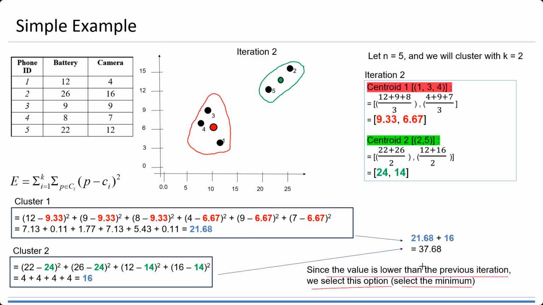So this iteration, not only 2, it can run again. Iteration 3, iteration 4, iteration 5, iteration 6, until we find the minimum. If you reach the minimum, then stop. So that's the minimum by the image.